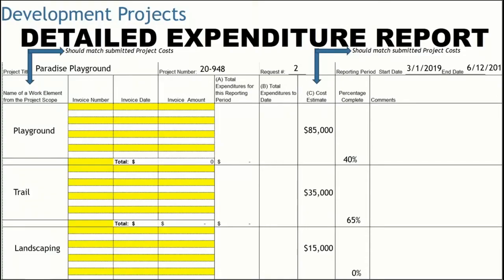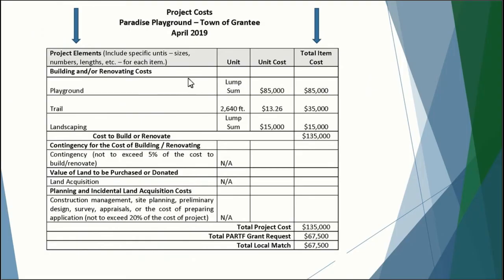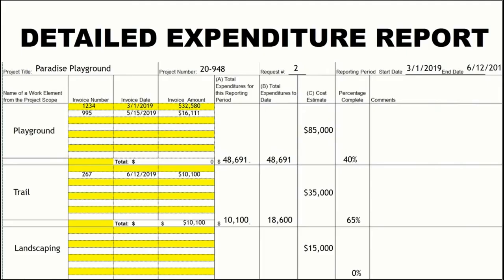The Detailed Expenditure Report is often referred to as the DER. As you begin preparing this report, your scope items and your project cost will come directly from the list of project costs that were submitted with your application. Then you will list individual invoices here.